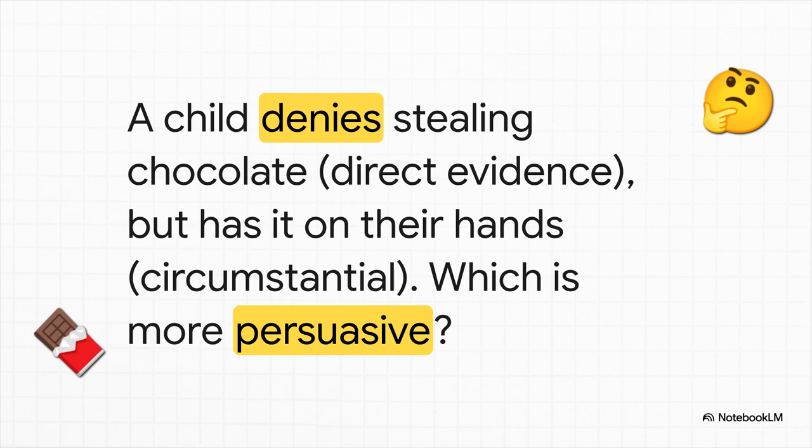You ask your kid, "Did you steal the chocolate?" They look you right in the eye and say, "No," that's direct evidence. But they have chocolate smeared all over their face and hands. That's circumstantial evidence. Now, which one are you going to believe? Often, the circumstantial evidence is way more powerful than direct testimony, which can be mistaken or just plain dishonest.